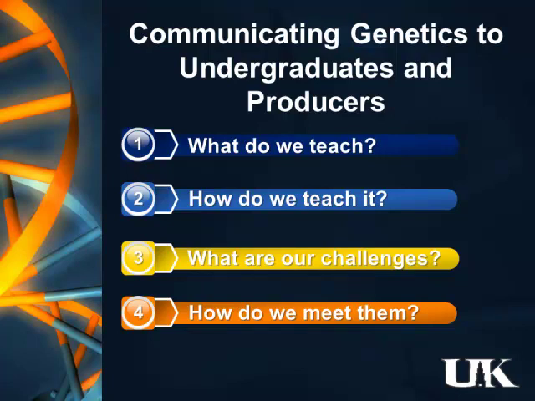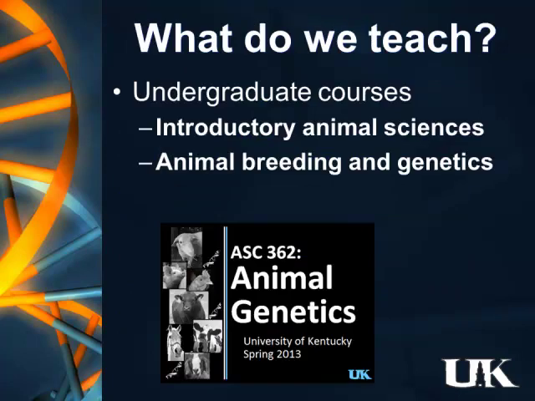So first of all, what do we teach? Well, when we think about undergraduate courses, at the University of Kentucky we have a couple of introductory animal science courses. In the first one of those courses, they get kind of the biology of livestock, and they get some genetics there. Then they come on to my course, which is primarily an industry-related course, and we really don't talk specifically about genetics per se. We sneak a little bit in, but not specifically about genetics.